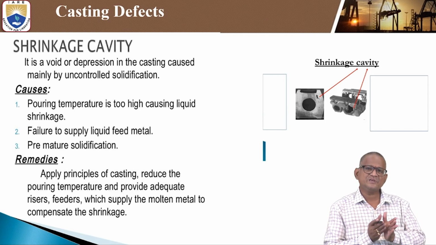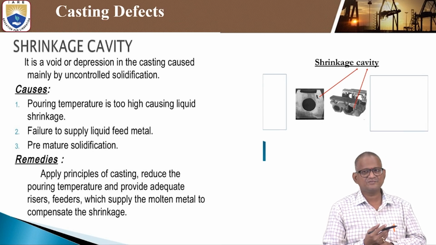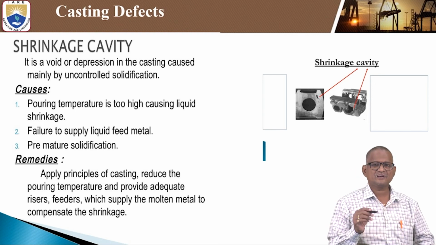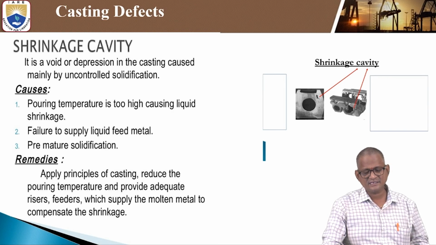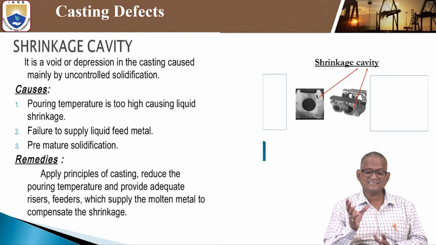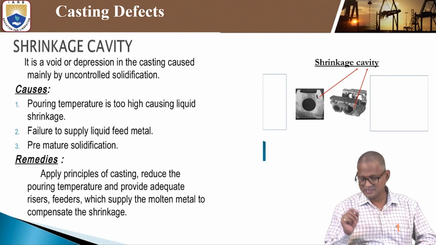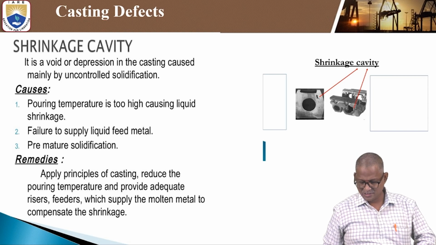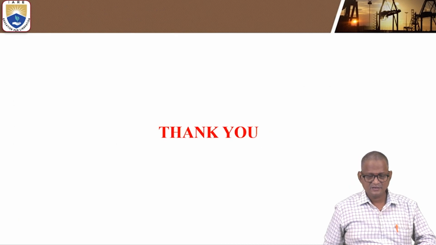The metal should be in liquid form. If it is given cooling time, it will become semi-solid, and then it is difficult to maintain. Premature solidification is also one of the major causes of shrinkage. So apply all the principles of casting which reduce the pouring temperature, and provide adequate risers and feeders to supply molten metal to compensate for the shrinkage. These parameters are very important to maintain a good product and eliminate the shrinkage cavity defect.